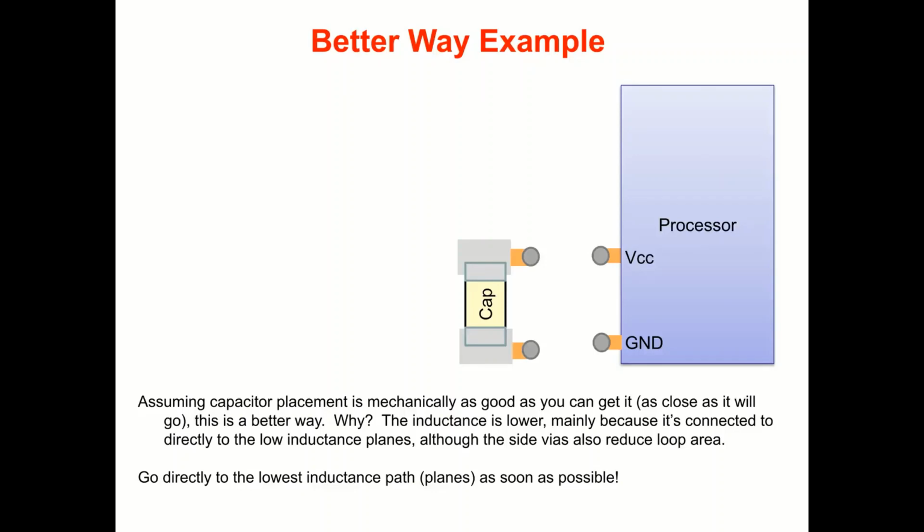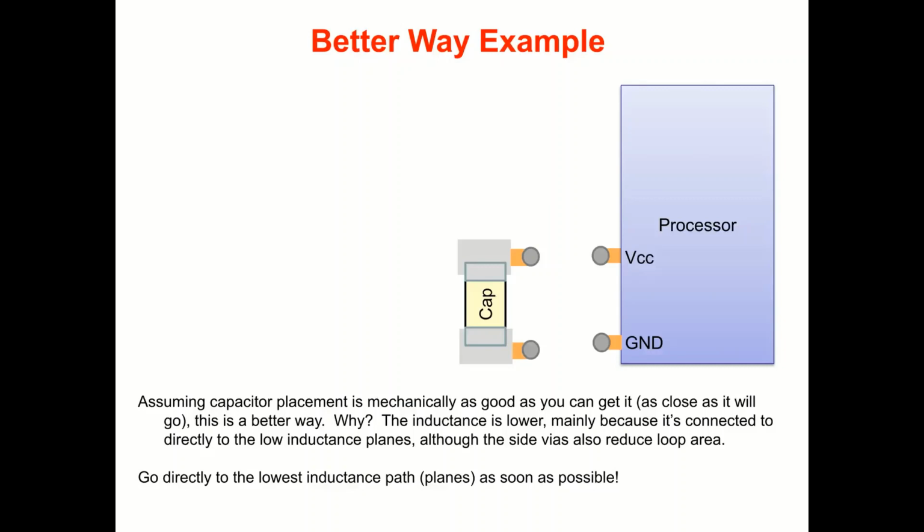So what is the right way to do it? The better way would be instead to have the capacitor go directly, as quickly as possible, to vias to the power plane, and at the same time do the same thing with the processor. And why is this better? Mainly because, notice the distance from the capacitor to the processor is the same in both slides. The difference is the connection between the vias, which would be the same as the trace in the last slide, is going to be significantly less inductance because it's connected directly to the planes, which are much lower inductance because the copper is significantly wider, and there's a lot of other reasons.